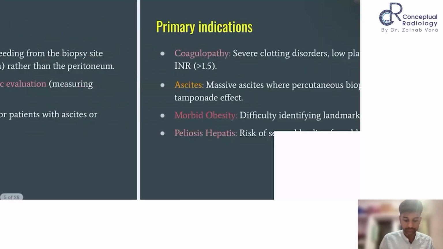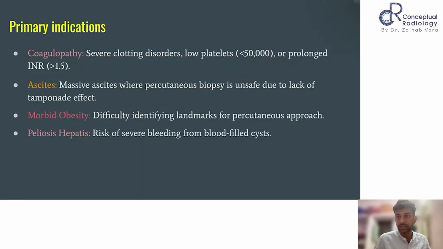Okay. So what are the indications? Indications, already we know the advantages. So the first one is coagulopathy. When platelets are low, the cutoff is 50,000, or when the PTINR is high. 1.5 is the cutoff. Mostly it's an arbitrary cutoff, which is used in most of the centers. However, according to literature, 2 to 2.5 is the cutoff taken.